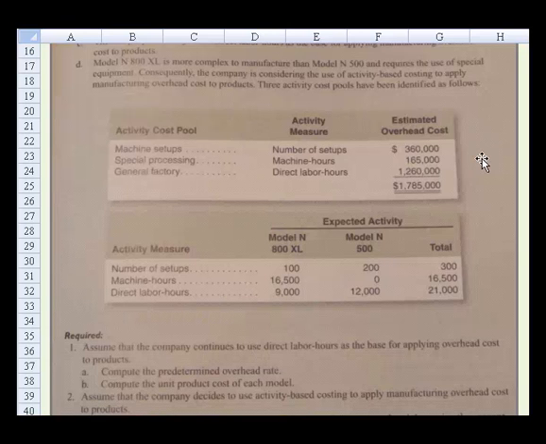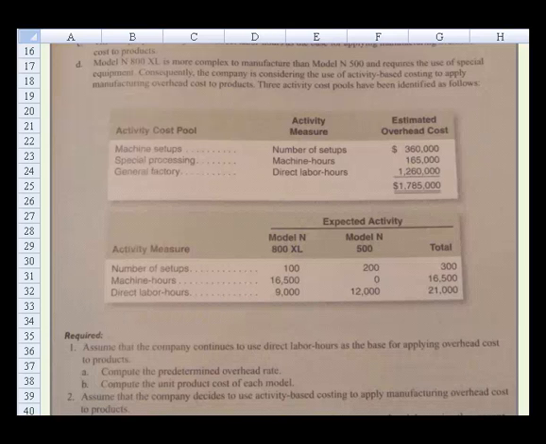Okay, then the expected activities also appear below for the Model N500, the Model N800XL, and in total. So you can read all of that, and I think that's fairly legible, so I won't read that. Let's take a look at that first requirement. Assume that the company continues to use direct labor hours as the base for applying overhead cost. Compute the predetermined overhead rate.